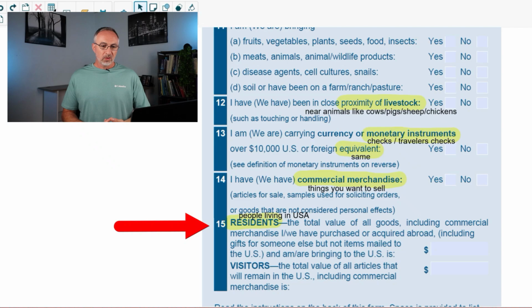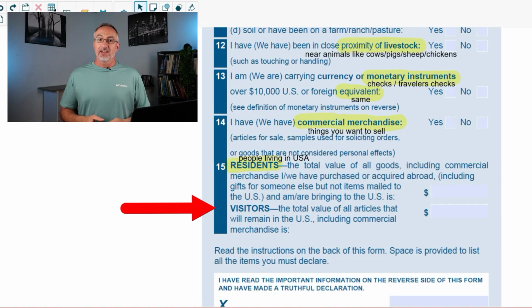And they also want to know if you have bought something expensive in another country, maybe you were in Italy and you went and bought some Gucci and some Prada and some different products that were very expensive, how much did they cost? Then it says for visitors, the total value of all articles that will remain in the US. We say remain, it means that they're going to stay here.